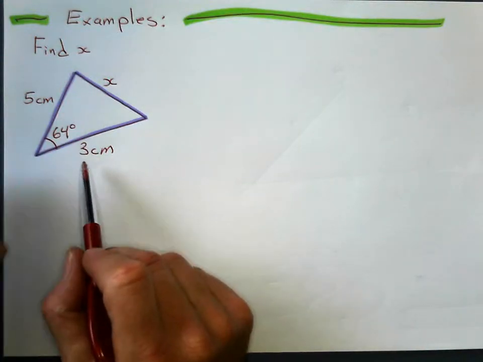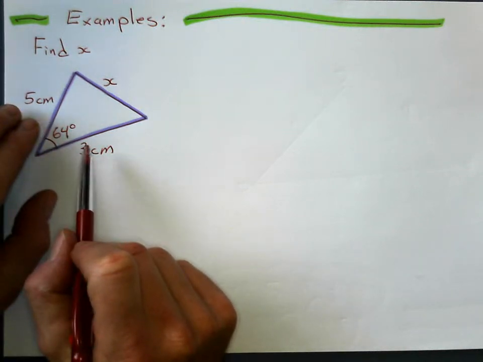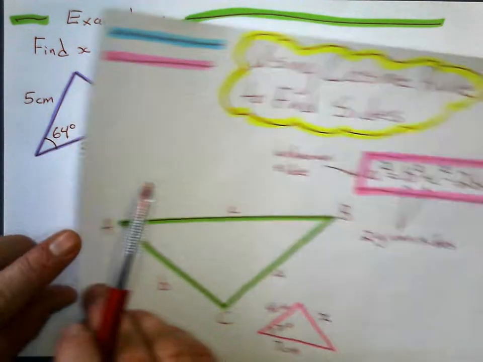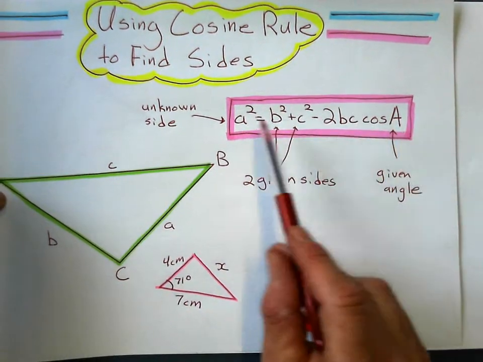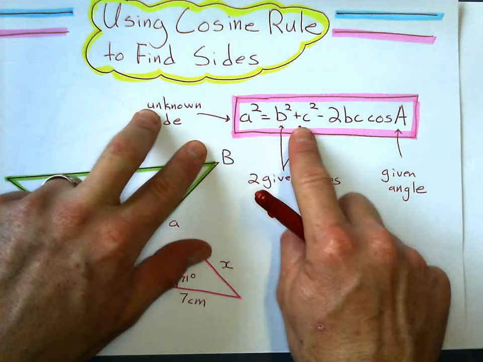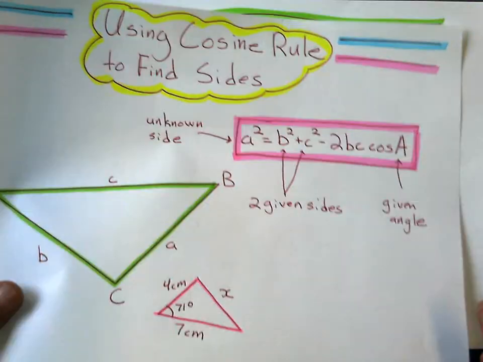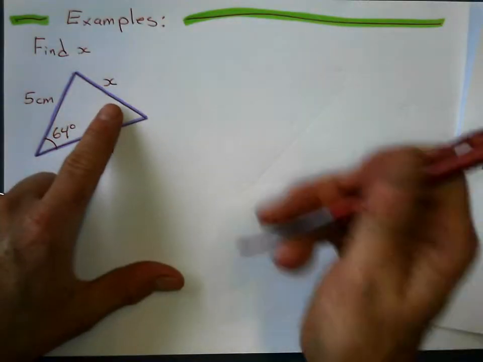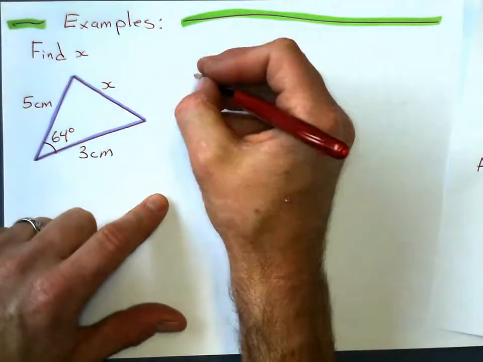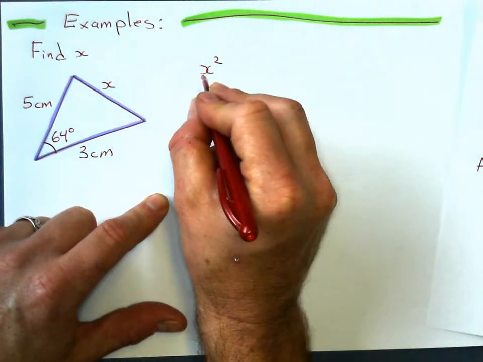Okay, let's check this one out. Two given sides, given angle. The angle is between the two given sides, so I've got the cosine rule in effect. This stuff's more important to know than which one's A and which one's B and which one's C. And notice all the squares as well. So when I write this, this is going to be using the cosine rule. That's the side I'm figuring out.